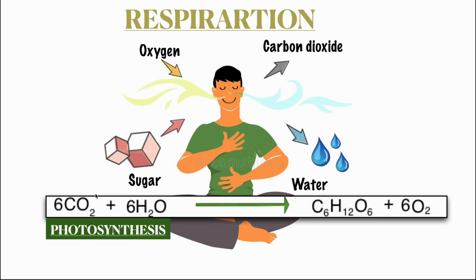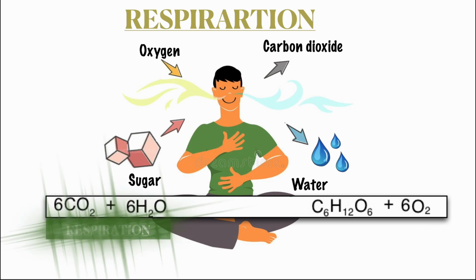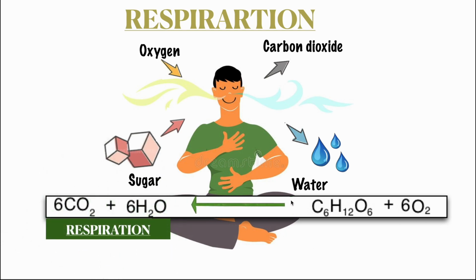We learned the chemical equation of photosynthesis, yes? But what is the chemical equation of respiration? That's simple. It's basically photosynthesis reversed. Here we take in oxygen, we take in sugar, and then we convert it into water and carbon dioxide. So this equation is the equation for respiration.